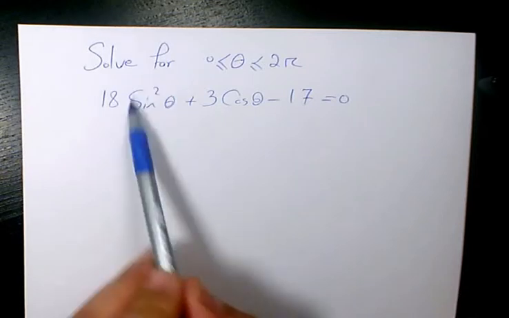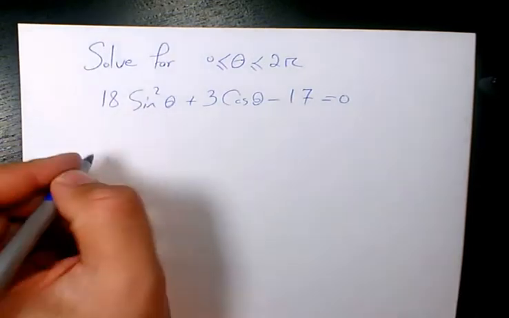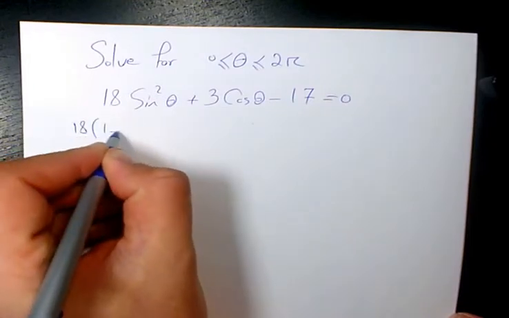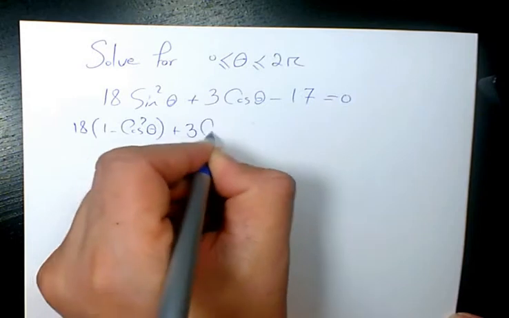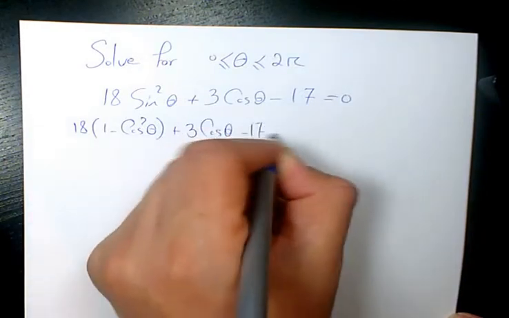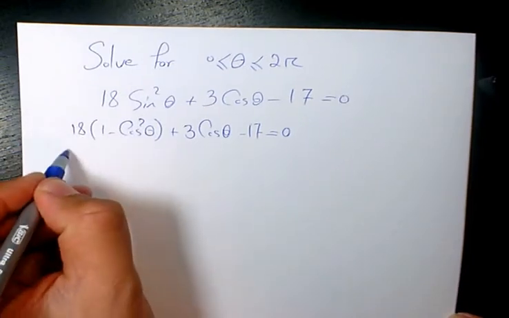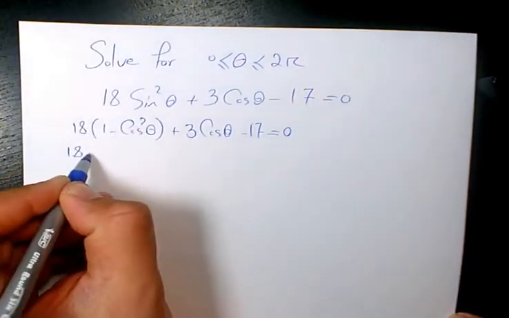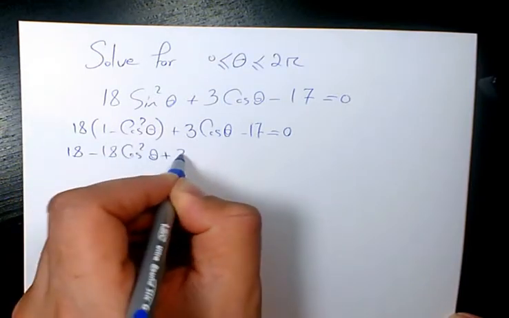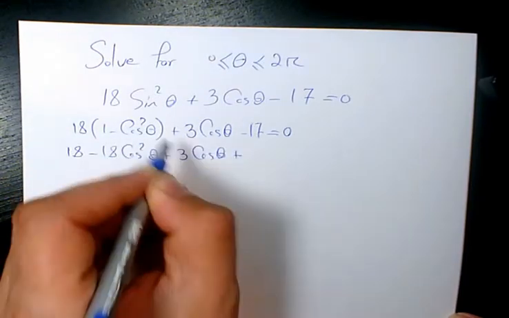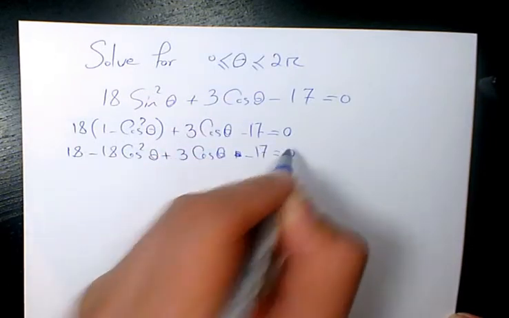So the first thing, I want to convert sine squared to cosine squared, so make it the same function. So we have 18 times (1 minus cosine squared theta) plus 3 cosine theta minus 17 equals 0. And then I distribute it. 18 times 1 is 18, 18 times negative cosine squared theta, plus 3 cosine theta minus 17 equals 0.